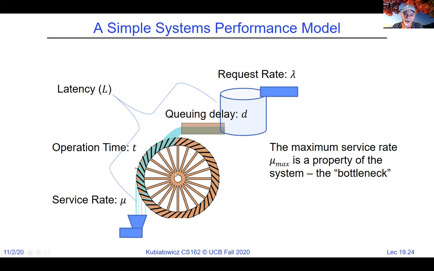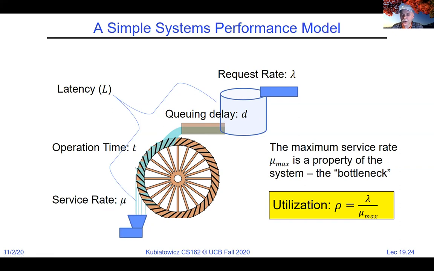We have operational time, which is the time to actually do the operation, or service time. And then we have the service rate mu, and mu max is the one we're really talking about because that's the bottleneck. Again, utilization is rho equals lambda over mu max. We've already said that rho better not get bigger than one or we have serious problems. In fact, in the model you'll see in a bit, if rho equals one, we also have sort of infinite latency. So that's really big, okay?